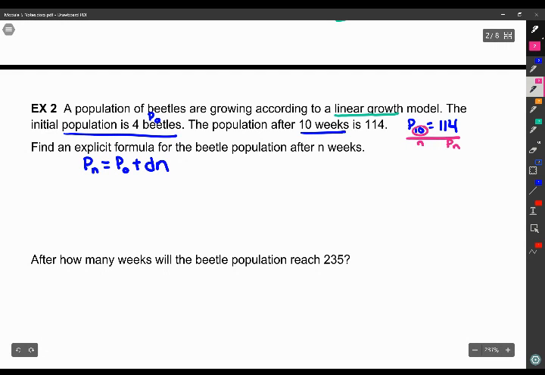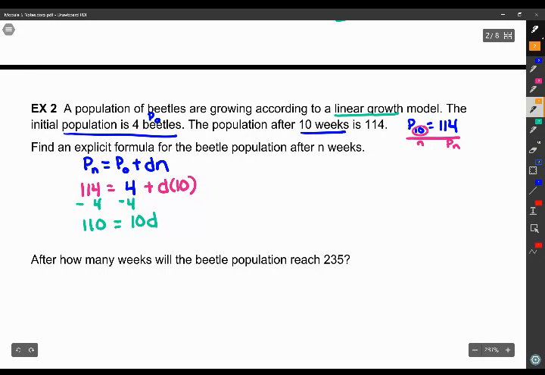So I'm going to put the 114 in here, and I'm going to put the n value, which is 10, in for n. And then we're given the P sub 0. The P sub 0 was 4. And so I'm just going to solve this problem like I normally would. So I'm going to subtract 4 from both sides. This gives me 110 is equal to 10d.